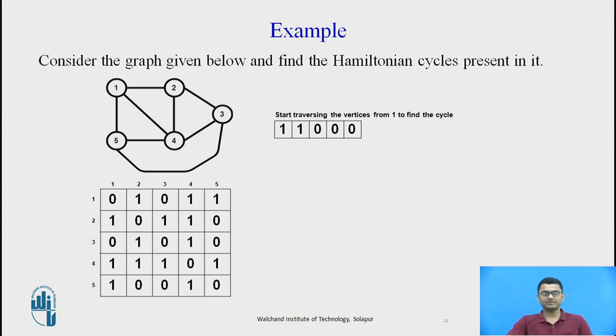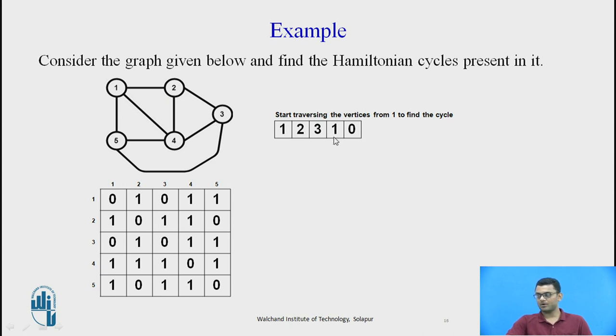Now, as we have discussed, we cannot visit one single vertex twice in a cycle. So we have to move ahead. We cannot stick to one, or visit one again. So we have to go ahead. Okay, so we can go from 1 to 2. Now again, we start from 1, so we cannot visit 1 again. Similarly, we cannot visit 2 again. So the next vertex that we can visit is 3, because 2 to 3 is a valid edge.